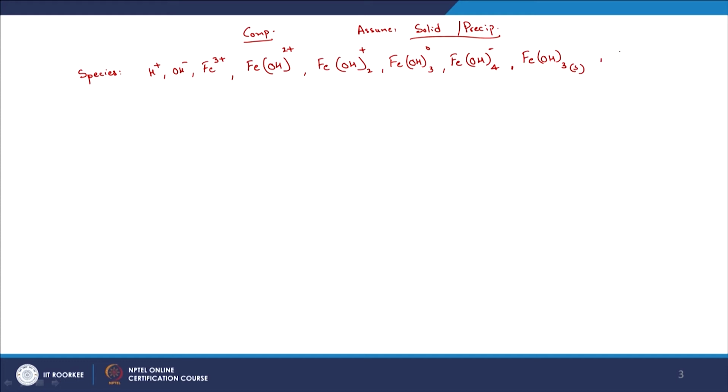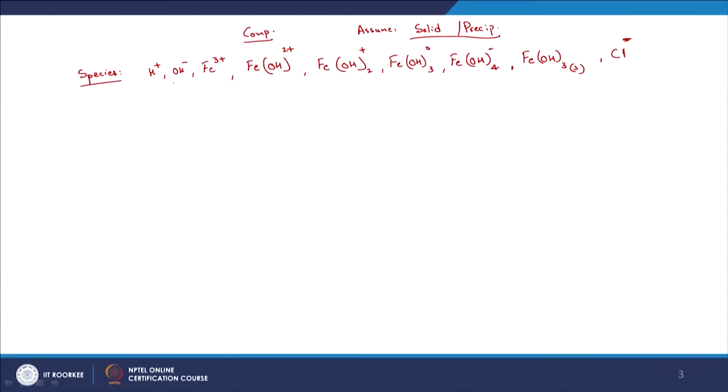And obviously, Cl minus, but in the case that we are considering, we are assuming that it does not play any further role. So actually, we can neglect Cl minus. Obviously, if you were looking at charge balance, you would have had to consider that. But for further calculations, as you see in all the species that I have listed, Cl minus does not play any further role, so I can neglect it.